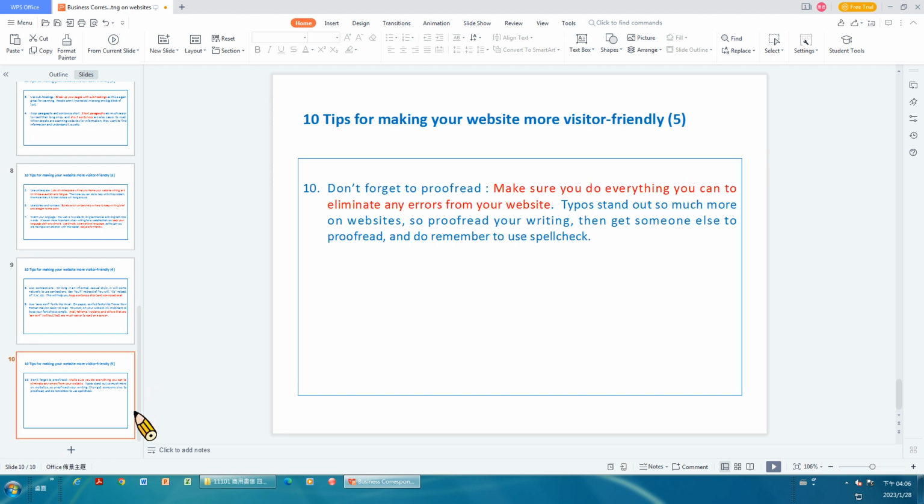Tip number 10. Don't forget to proofread. Make sure you do everything you can to eliminate any errors from your website. Typos stand out so much more on a website, so proofread your writing. Then get someone else to proofread. And do remember to use spell check.